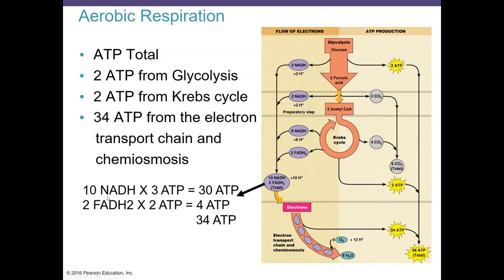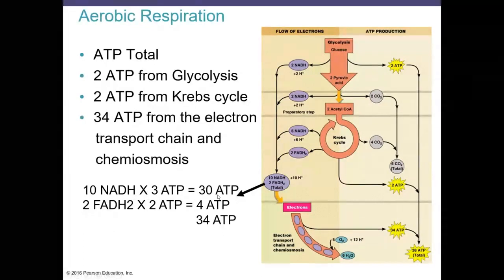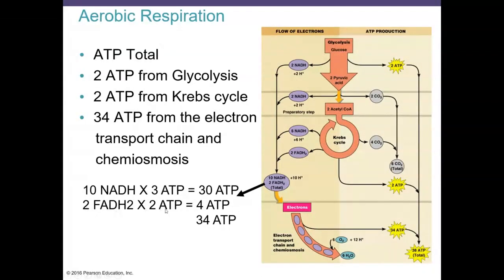Remember, for every NADH, we produce 3 ATP, so 10 of them will produce 30 ATP. 2 FADH2 will produce 2 ATP each. Multiply that and you get 4. So we get a total of 34. Add back the 2 up here in the Krebs cycle and the 2 from glycolysis, and that gives us that 38 number that we see as a total.